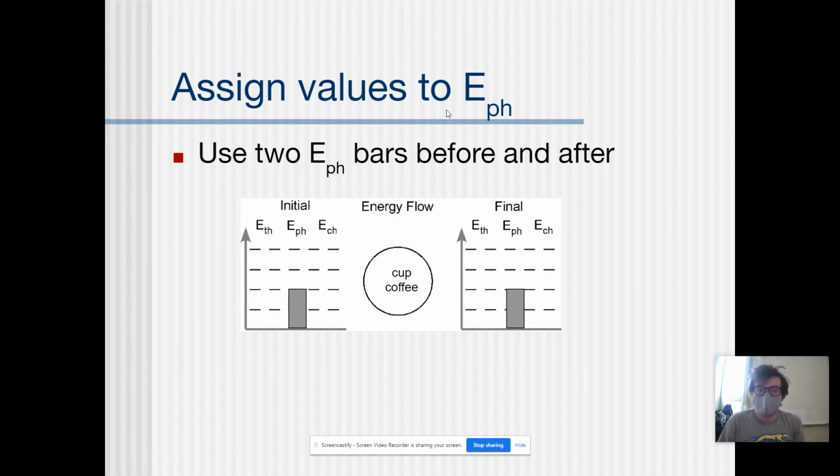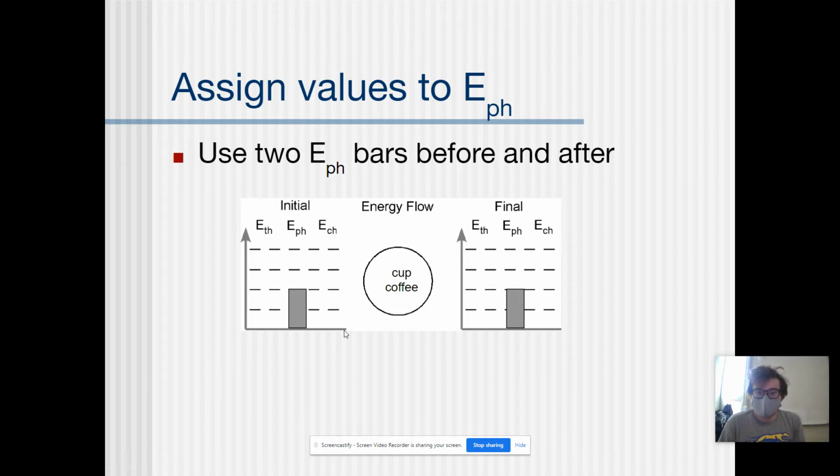So if we think about our coffee, initially our coffee is a liquid. So when we get to this EPH section of our chart, we are talking about the phase energy. And since it is a liquid, we're going to fill in 2 bars worth of energy. After our coffee has cooled down a little bit, it is still a liquid. It's not going to freeze and become a solid. So after the change, we still have 2 bars of phase energy.